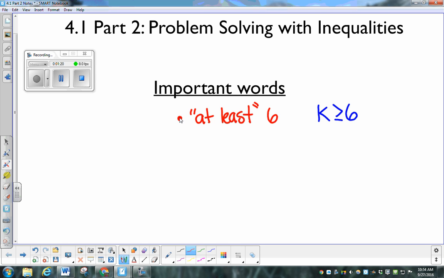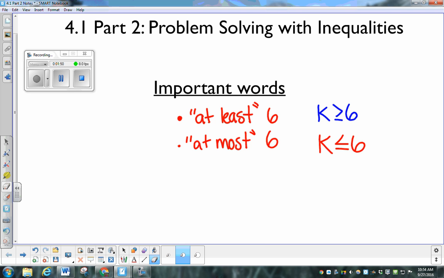The second phrase I want to look at is the phrase "at most." So let's say we said that k is at most 6. So the biggest k can be is 6. In this case, our k can't be any greater than 6, so it must be less than 6. If it's at most 6, then it could be 6, so we want to put the "or equal to" under it. So if you can kind of hear how I'm thinking about these in my head, that's what you want to do. You don't want to necessarily just memorize all of these.